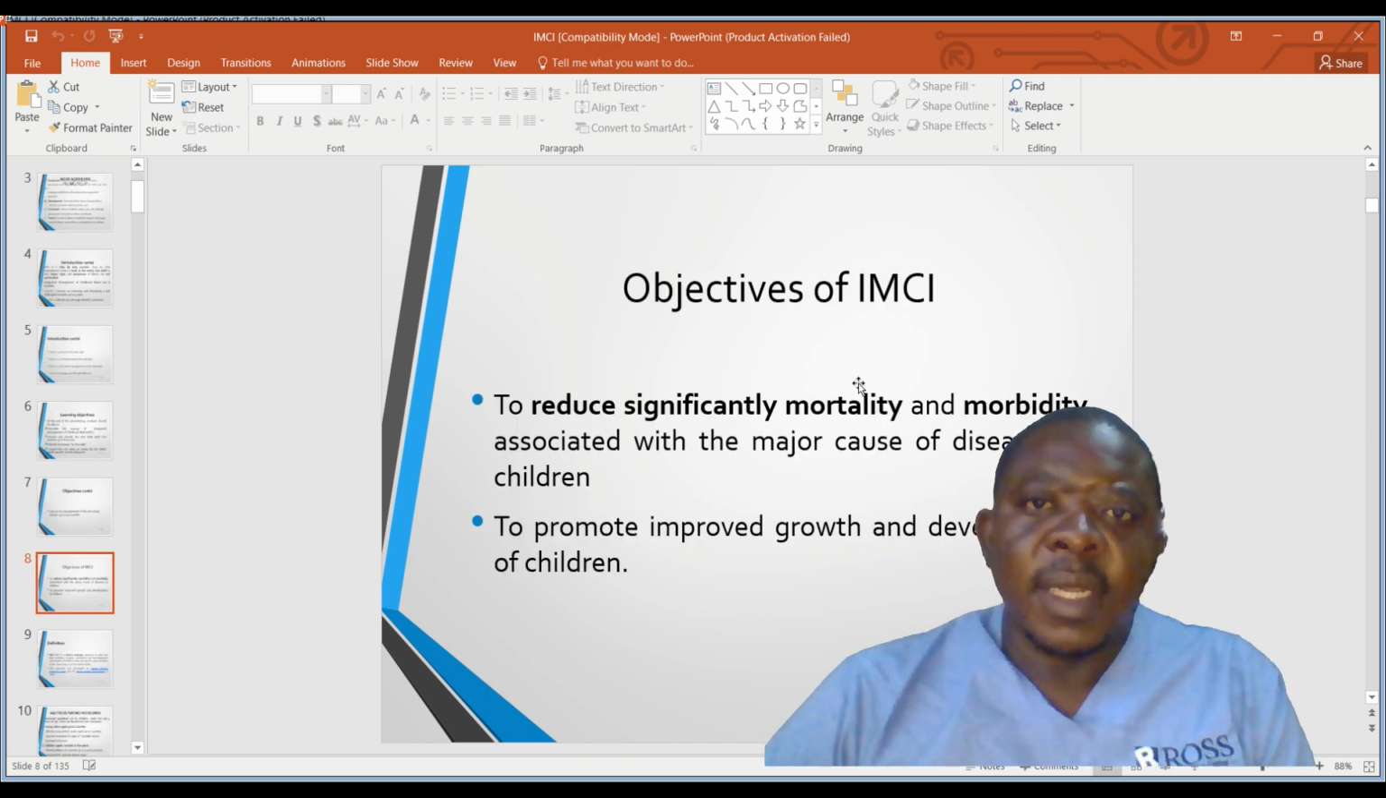The objectives of IMCI are, first, to reduce significantly mortality and morbidity associated with the major causes of disease in children. The second objective is to promote improved growth and development of children.